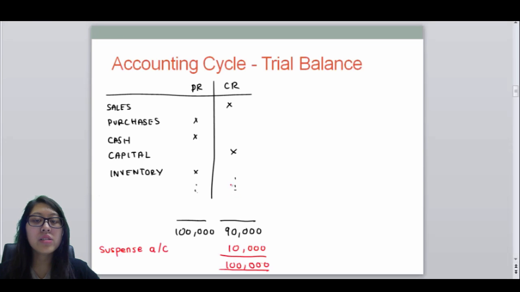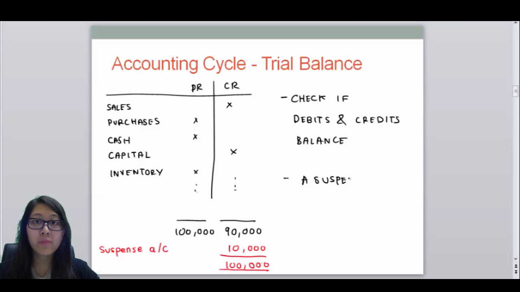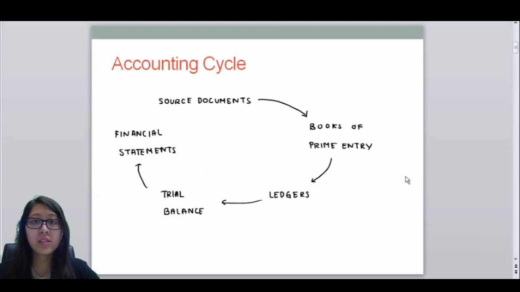So in summary, the trial balance is used to check if the debits and credits are balanced. And in any case that we need to open a suspense account, it may be opened, but it is only used temporarily. However, in practice, it may be quite difficult to eliminate the suspense account. Finally, we have reached the last stage of the accounting cycle, which is financial statements.